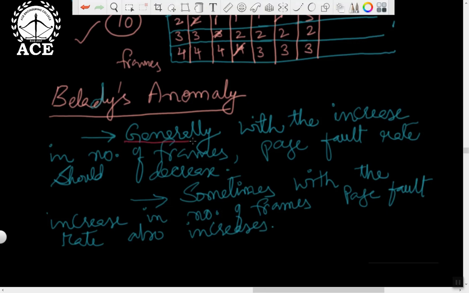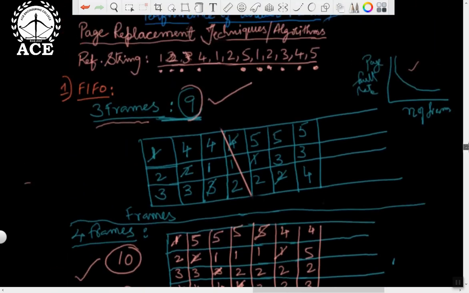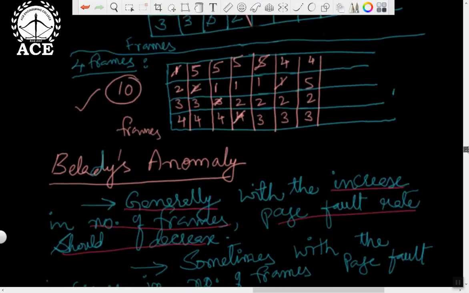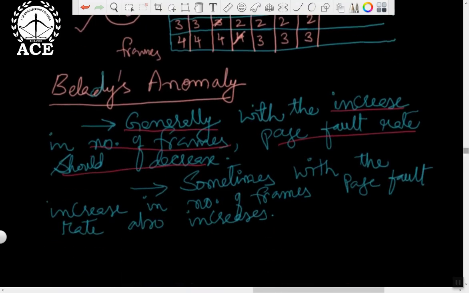So generally this is a general rule. As I increase number of frames, page fault rate should decrease. But what happens sometimes, not always. Like the first reference string which I have done earlier example, in my earlier lecture you can find, there was no Belady's anomaly. 3 frames has given 15 page faults, 4 frames has reduced the number of page faults to 10. Remember that last problem? But now for this new reference string today, with 3 frames number of page faults are 9 and with 4 frames it is becoming 10. So sometimes for few reference strings, with the increase in number of frames, page fault rate also increases.